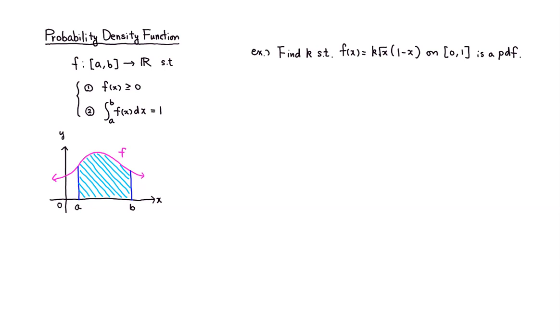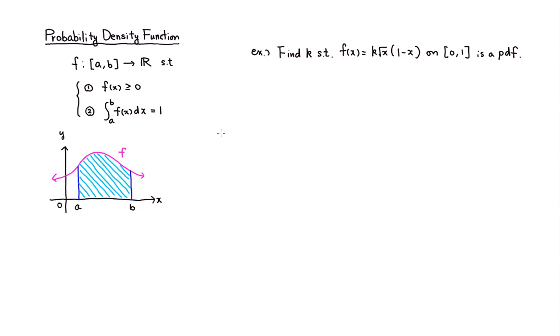Since it's a probability, we don't want to talk about negative values. So the density has to be non-negative. That's the first condition. The second condition is that, since the probability is between 0 and 1, the largest probability is 1. So if you integrate the probability density function over the entire interval from A to B, then it has to be exactly equal to 1.